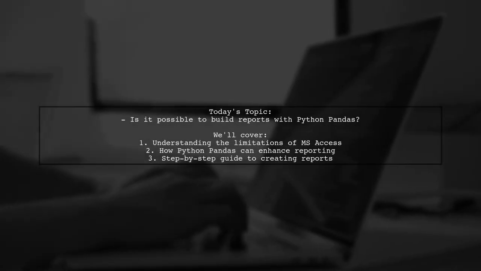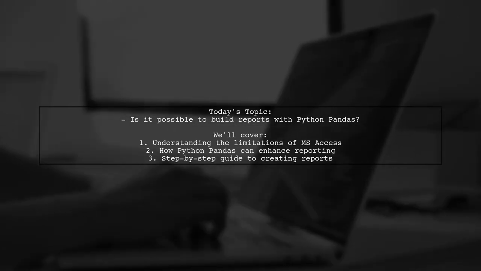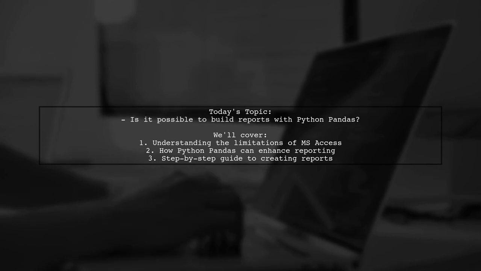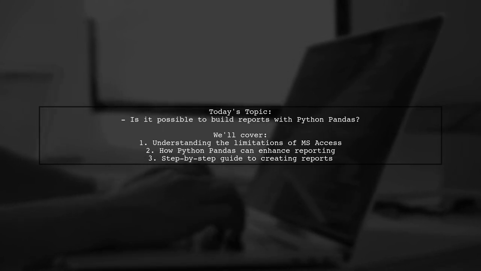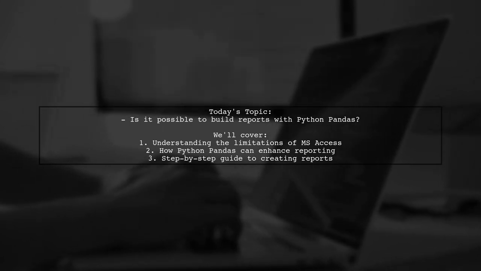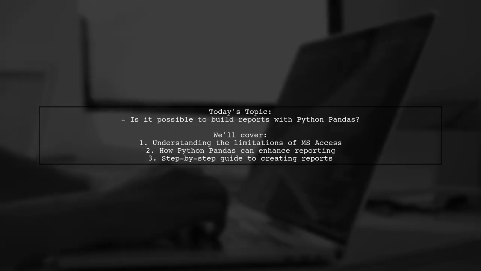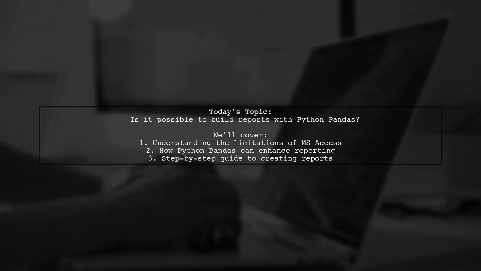Welcome to our video on leveraging Python Pandas for reporting. Today we're addressing a question from a viewer who is currently using MS Access for report generation, but feels limited by its capabilities. They are curious about whether Python can help them create more dynamic reports, specifically one report per row of data, formatted in a way that organizes column fields into text boxes. Let's explore how Python can transform their reporting process.